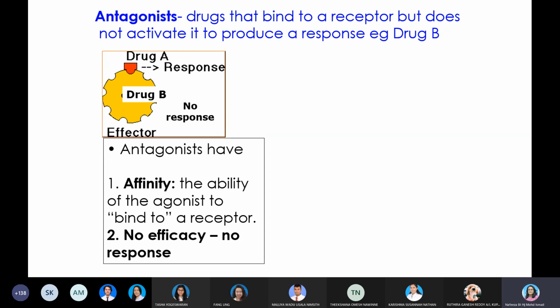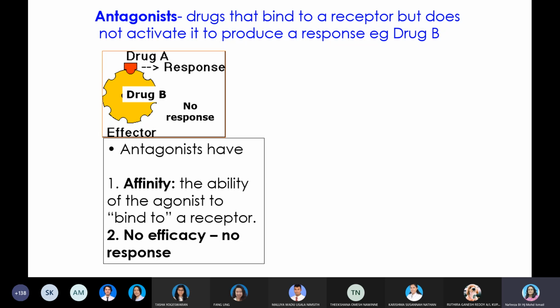And we know antagonists are defined as drugs that have affinity, which means it can bind to a receptor, but it does nothing to the receptor. It does not activate the receptor. It does not stimulate the receptor. It just blocks the endogenous ligand from mediating its action. So an antagonist is actually a blocker of a receptor. So drugs that bind to a receptor but do not activate it to produce a response.